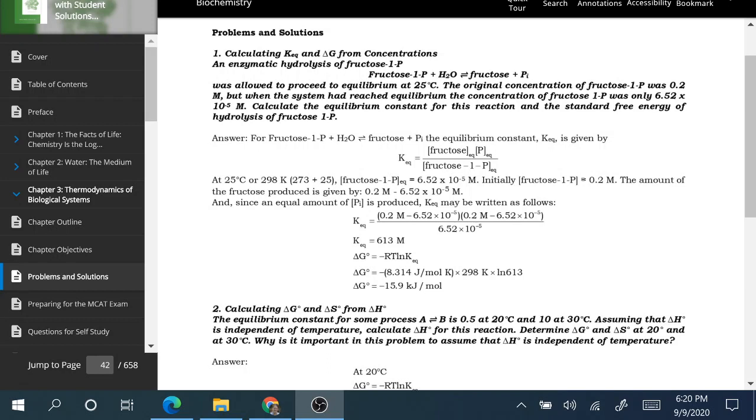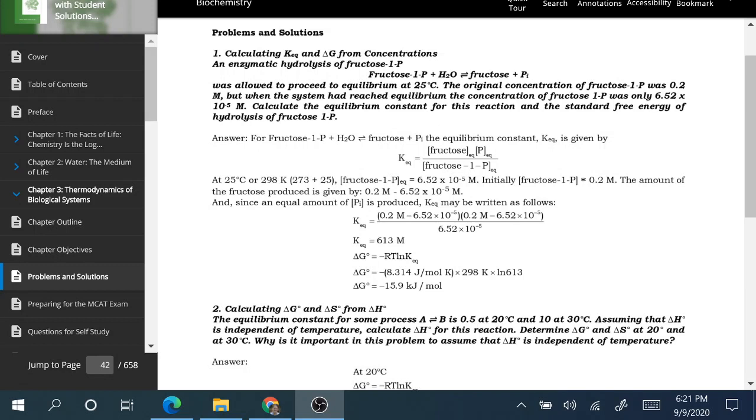An enzymatic hydrolysis of fructose-1-phosphate, where fructose-1-phosphate plus water is converted by an enzyme to fructose and inorganic phosphate, was allowed to proceed to equilibrium at 25 degrees C. The original concentration of fructose-1-phosphate was 0.2 molar, but when the system had reached equilibrium, the concentration of fructose-1-phosphate was only 6.52 times 10 to the negative fifth molar. Calculate the equilibrium constant for this reaction.